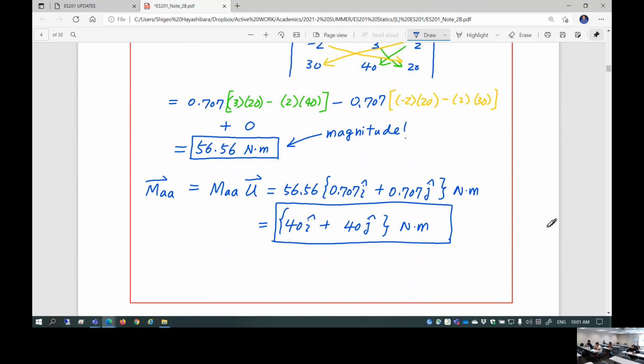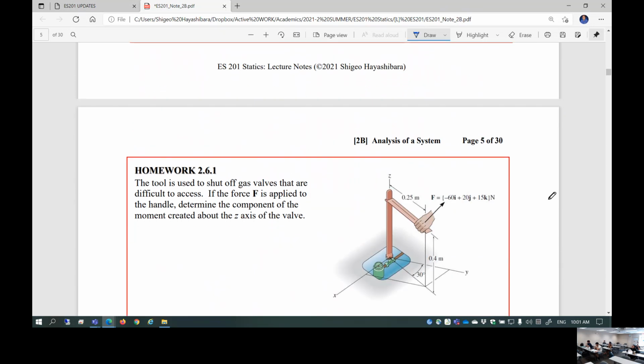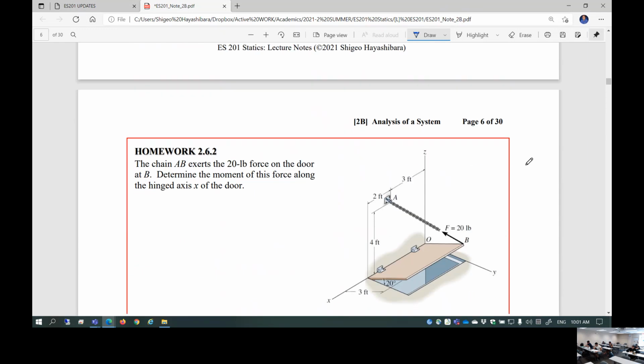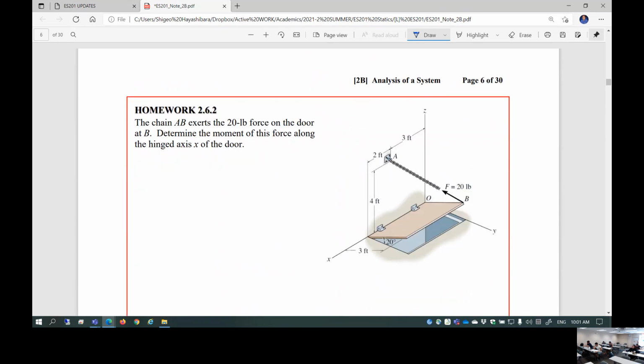Any question? So now homework 261 is assigned, and this is very similar to what we did today in class. So please jump right onto it. Don't wait until last minute. Things are piling up if you wait until last minute.